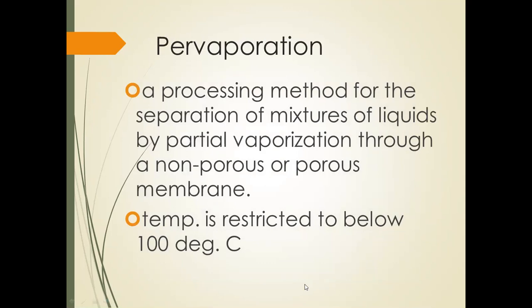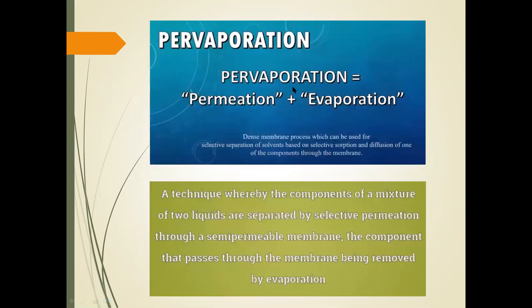Okay, so we go to pervaporation, a method for the separation of mixtures of liquids by partial vaporization through a porous or non-porous membrane. The process should occur below 100 degrees Celsius. Pervaporation is permeation plus evaporation. It is a dense membrane process which can be used for selective separation of solvents based on selective sorption and diffusion of one of the components through the membrane.